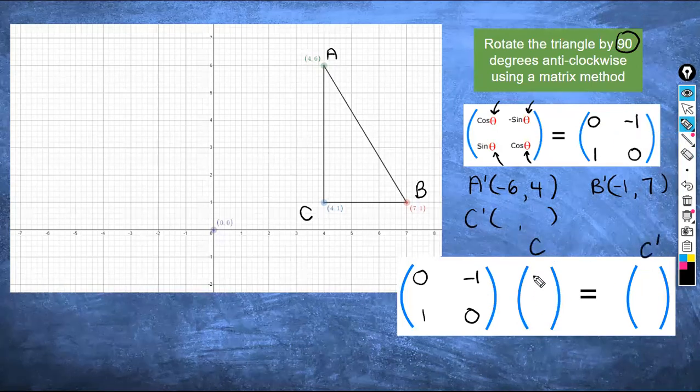Right, so point C is (4, 1). When you multiply it by that matrix, you're going to get (-1, 4). I hope that's correct. Now, it's -1 on top, not -4 on top. Let me double check that. Yes, it's -1 on top, I'm sure.